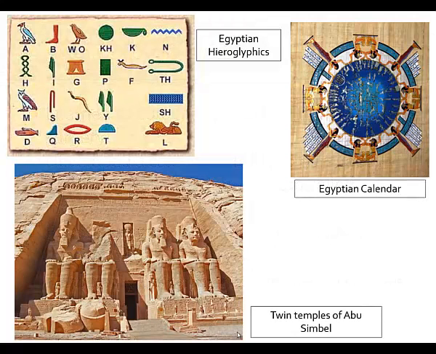So here's just a couple of examples of some of their accomplishments. We have the hieroglyphic system, where you can see that each picture represents a letter in their alphabet. We have the calendar, again showing that they had advanced knowledge of the stars and the sun and the planet, and the concept of time as well. And then the monument here, the twin temples of Abu Simbel, showing important figures in Egyptian society.